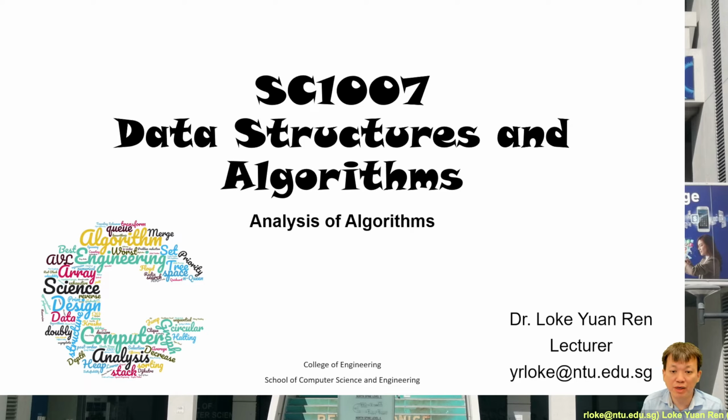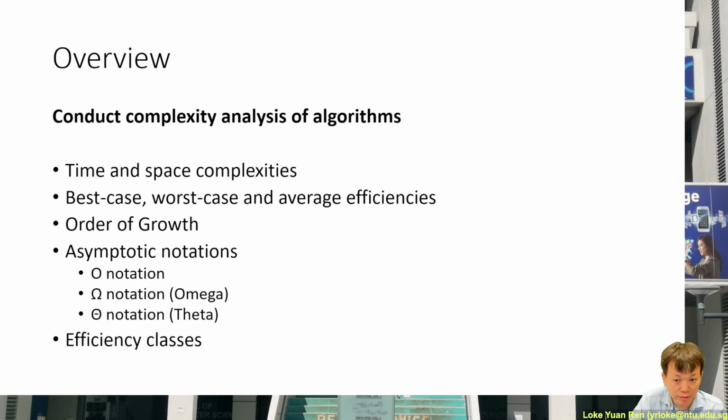So today I will cover the topic of this week, the analysis of algorithm. Today I will talk about one of the important concepts in the analysis of algorithm: the time complexity, the space complexity, and order of growth and asymptotic notation, how to represent the order of growth, and then use the order of growth to represent the time complexity and space complexity of an algorithm. So that is what we are going to cover in today's lecture.